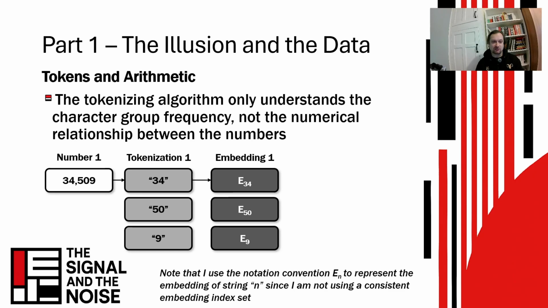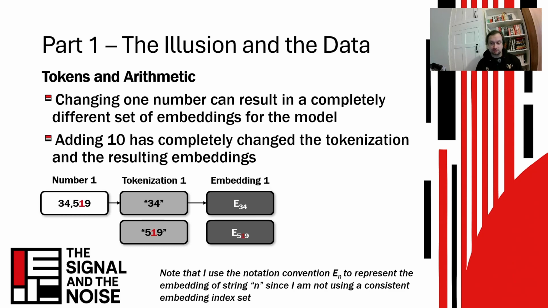The tokenizing algorithm only understands the character group reference, not the relationship between the numbers. So if you have a large number, in this example 34,509, this might break it down into 34, 50, and 9, which will have their own embeddings. But if you change one number, you may completely change the embeddings that are used for the model.